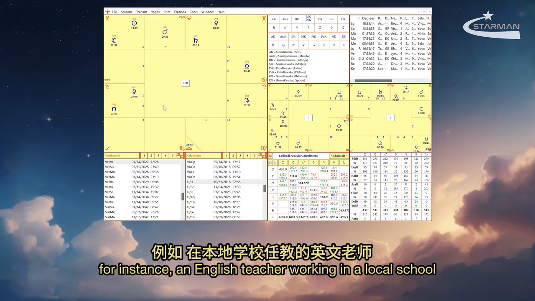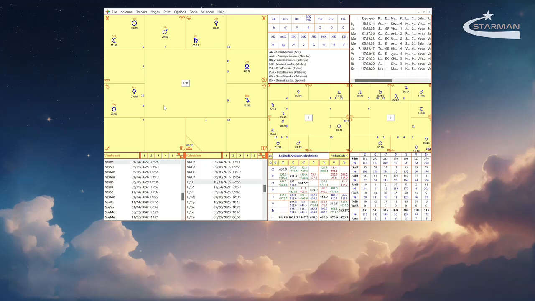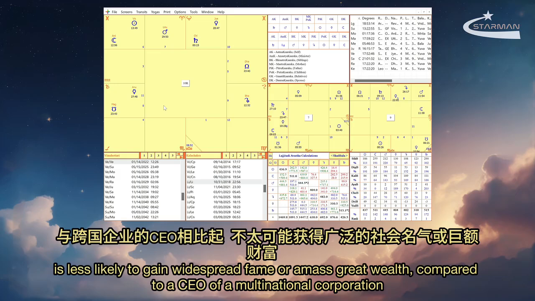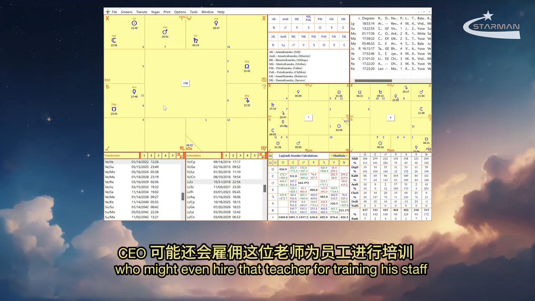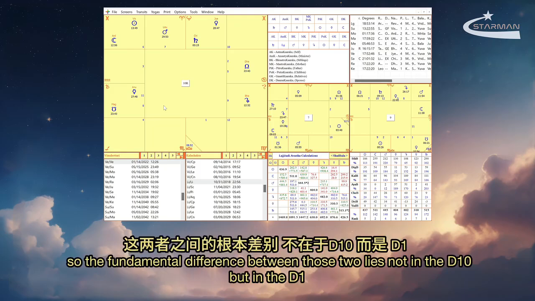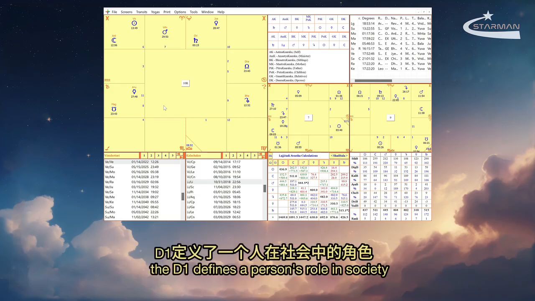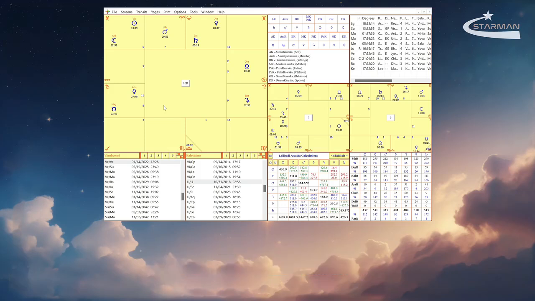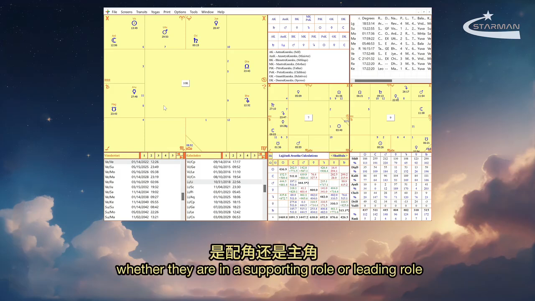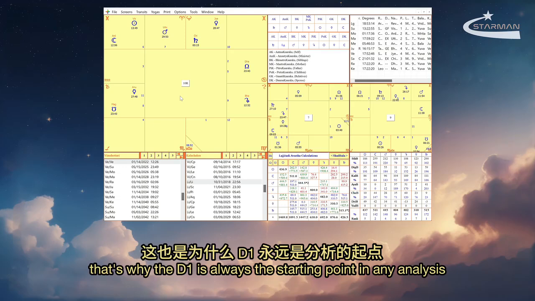For instance, an English teacher working in a local school is less likely to gain widespread fame or amass great wealth compared to a CEO of a multinational corporation, who might even hire that teacher for training his staff. And so the fundamental difference between those two lies not in the D10 but in the D1. The D1 defines a person's role in society, whether they are in a supporting role or leading role. That's why the D1 is always the starting point in any analysis.